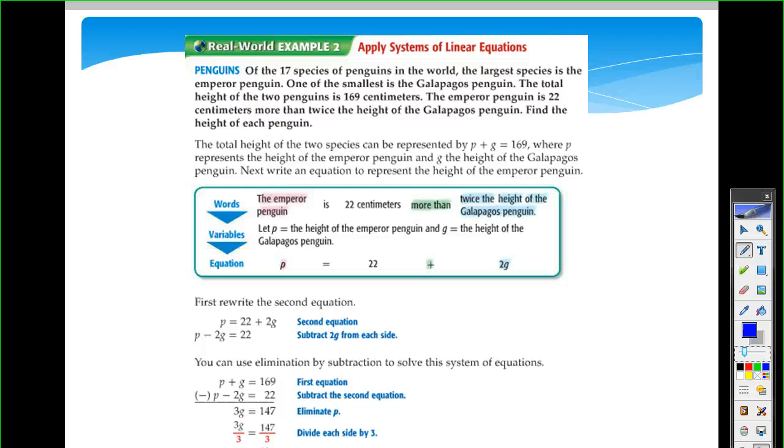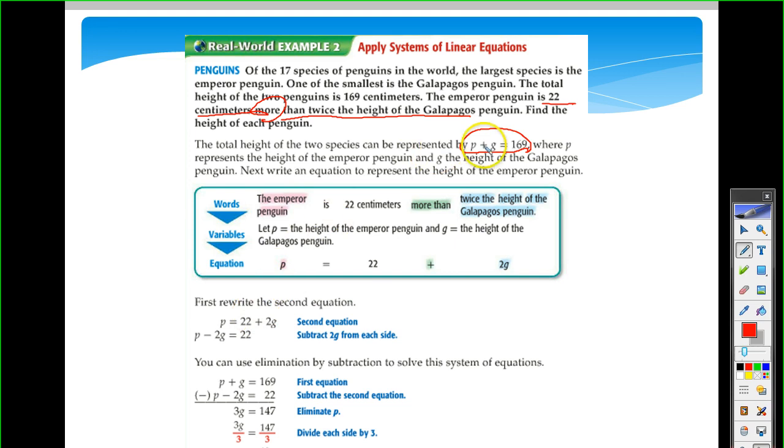Okay, so the first equation they're going to use, the total height of the two species, can be represented by adding P and G, which gives you 169. That's your first equation, where P represents the height of the emperor penguin and G is the height of the Galapagos penguin. The second equation is the emperor penguin is 22 centimeters more than twice the height of G. So 22 plus 2G equals P.